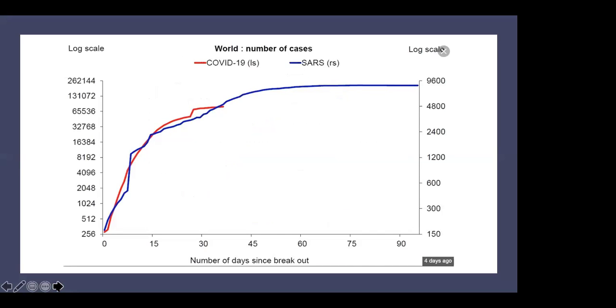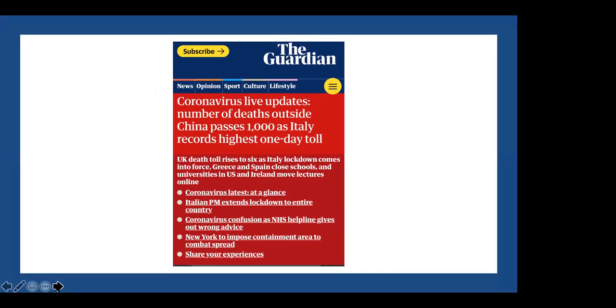As you can see, this graph seems like it's following the SARS cases. Next, please. The media sells bad news, and this article gives the impression that the virus will continue to get worse on a straight line basis, but this is not accurate. For example, in Korea, it's already getting better. Next, please.